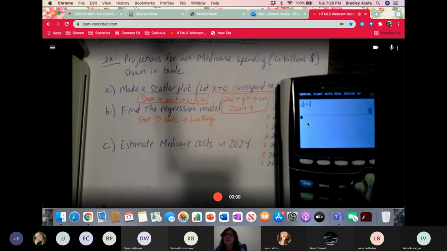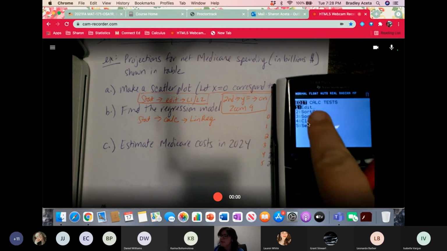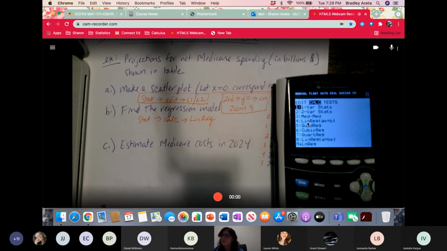Sorry about this glare. There we go. So go back to stat. We already edited it. See up here where it says calc. Move over. And then see down here it says lin reg ax plus b. Doesn't that look very familiar to us? Mx plus b. Go down to that, number 4. And it's going to ask you questions like L1, L2, sure. Hit calculate. And the calculator did all the work for you. This is an awesome thing. Now, you may or may not have this r squared r stuff. Don't worry about it.